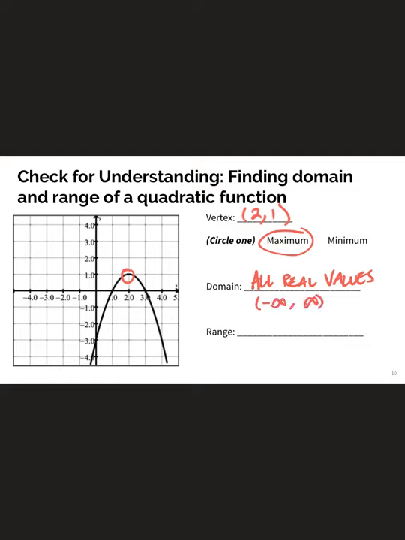And our range, because we have a maximum, we know that our range is going to follow the template: parentheses, negative infinity, comma, your y value from your vertex, and close bracket. And so the y value from my vertex is actually going to be 1. So I'm just going to substitute that value in right over there, and so that's going to be my range.